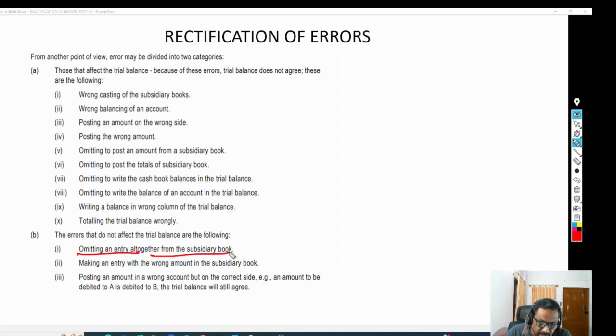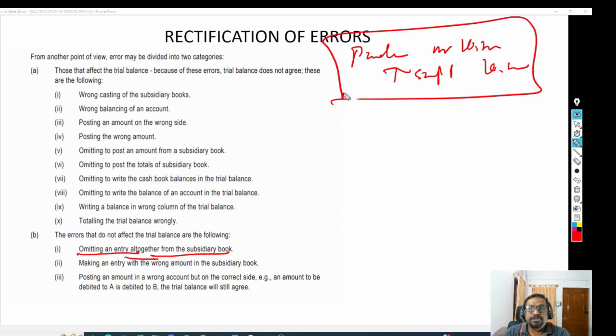Omitting an entry altogether from the subsidiary book. See, omitting the entry altogether from the subsidiary book. What do you mean? One transaction occurred, but I omitted that entry. I forgot to write that entry. For example, I purchased goods. Purchase debit 10,000 and credit supplier account credit 10,000. This transaction I omitted to post. I forgot to post. So that means what? Debit did not get posted. Credit did not get posted. Both the legs did not get posted.